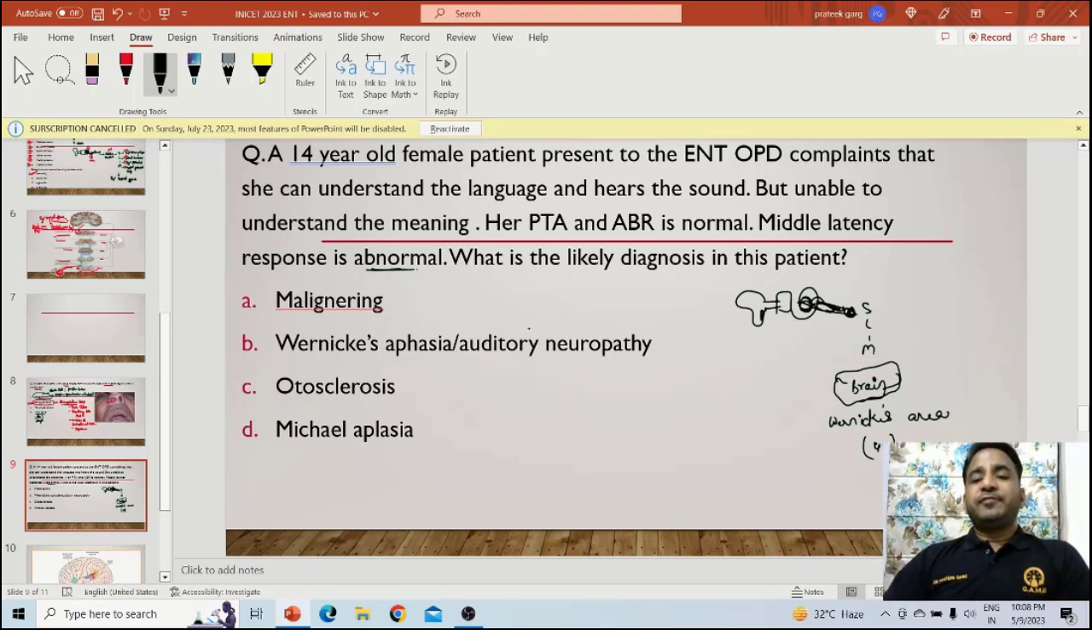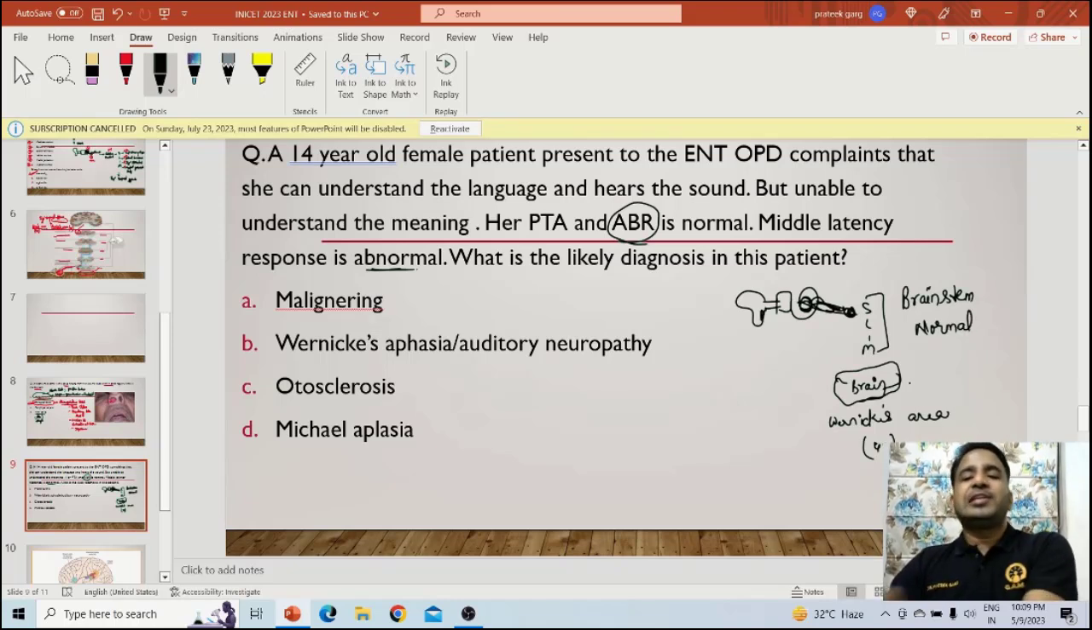So the female has a complaint that she can perceive the sound but can't understand the meaning. Pure tone audiometry is normal. That means the external ear, middle ear and inner ear are working absolutely normally. ABR is normal. That means the brainstem is also normal. So clearly the pathology lies in the brain, which is responsible for understanding the sound. Middle latency response is abnormal. Middle latency response is particularly a response from the brain, from the superior temporal gyrus.